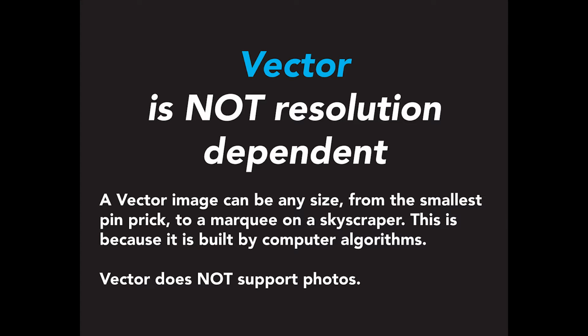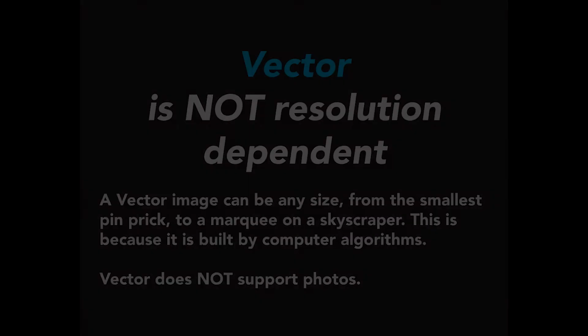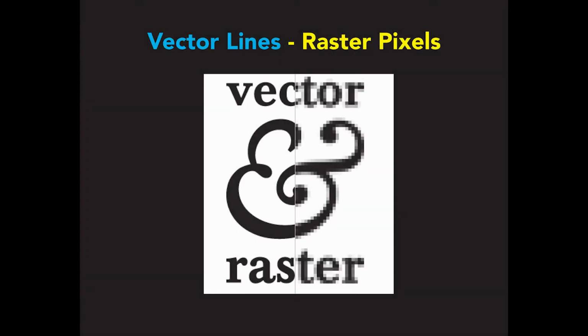FYI, the vector does not support photos. Photos obviously are raster, so they're formed by pixels. On the left you can see it is vector, the lines are nice and clean, and on the right is pixels, you can see by the jagged edges. If this had a higher resolution, you wouldn't notice the jagged edges so much.